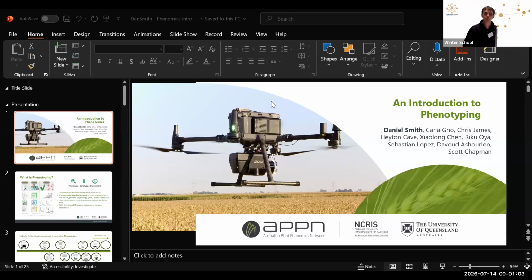So I'm Dan Smith. I'm a research fellow here at UQ, and I work with the Australian Plant Phenomics Network. And so we tend to collect the data that then gets used in some of these AI models that we'll be talking about today. And so I'm really just going to give you an introduction to phenotyping, what the activity is, and how we go about thinking about what's important with our phenotyping.